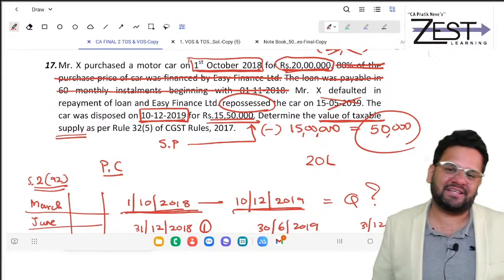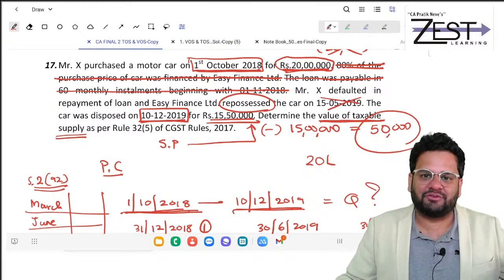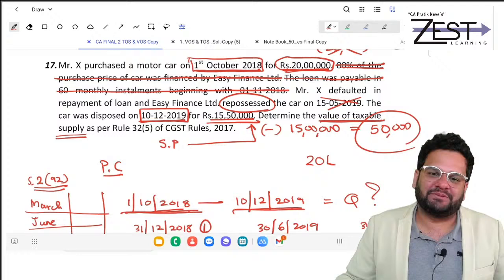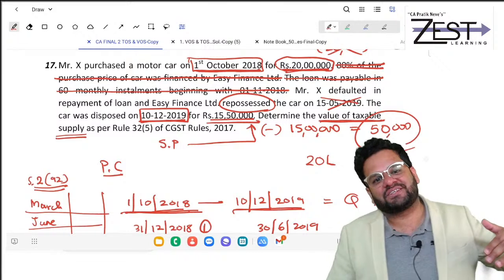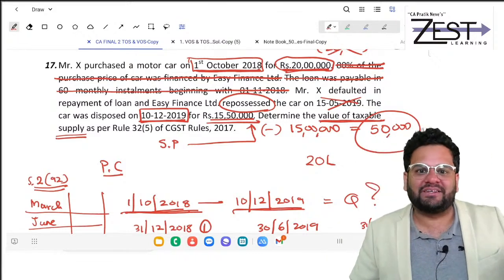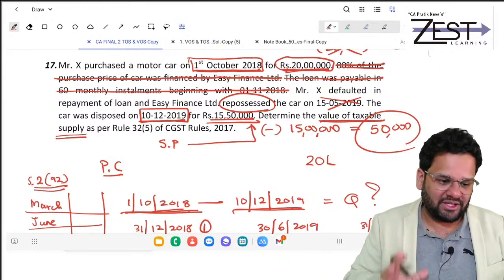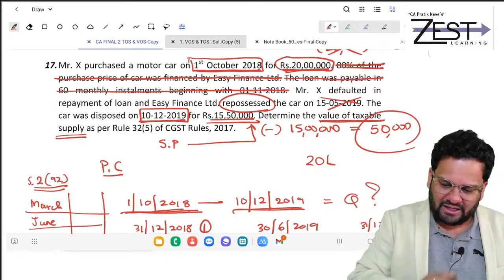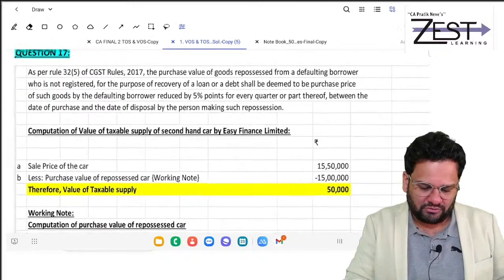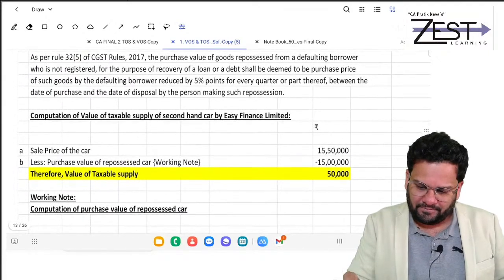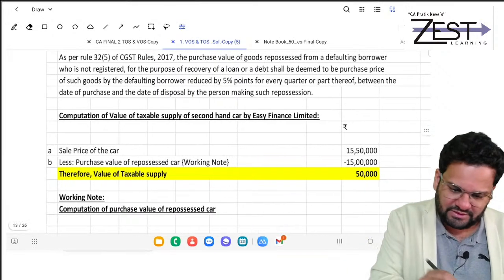Did you understand this, Ashima ji? How do you get the assessable value as 50,000? Selling price 15 lakh 50,000 minus deemed purchase cost. Deemed purchase cost is the original purchase cost minus depreciation. If you have understood, say so in the chat window. And if you have understood it, we will go ahead and do the presentation of that. So this is your question number 17.